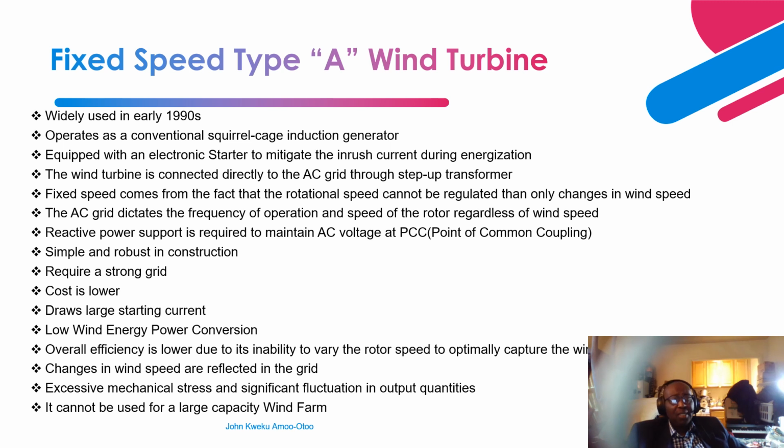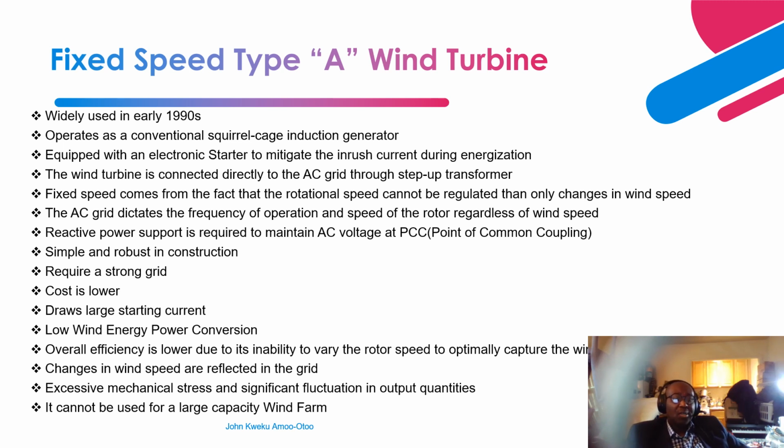Like I made mention, it has a fixed speed. How does the fixed speed come about? Because the speed is regulated, or dictated, by the frequency of the grid. So any changes in wind speed will not affect the rotational speed, because the speed is fixed by the grid.